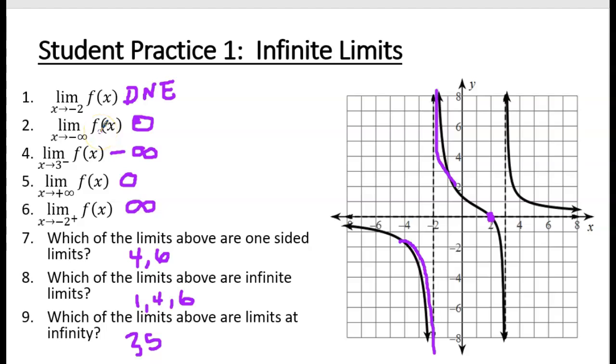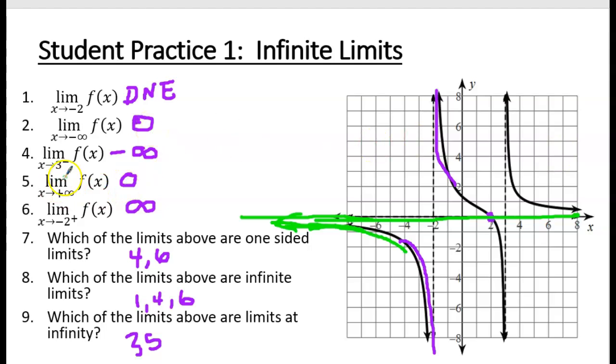For number 2, this is asking us, what is the limit of our function as x goes to negative infinity? Now, that means that we're going to be moving to the left forever. And we're going to ask ourselves, as I keep going to the left forever, what y value are we getting closer and closer to? Well, the horizontal line that it's approaching is right here, the x-axis. It's getting closer and closer to the x-axis. So what's the y value that it's getting closer and closer to? Well, the answer is 0.